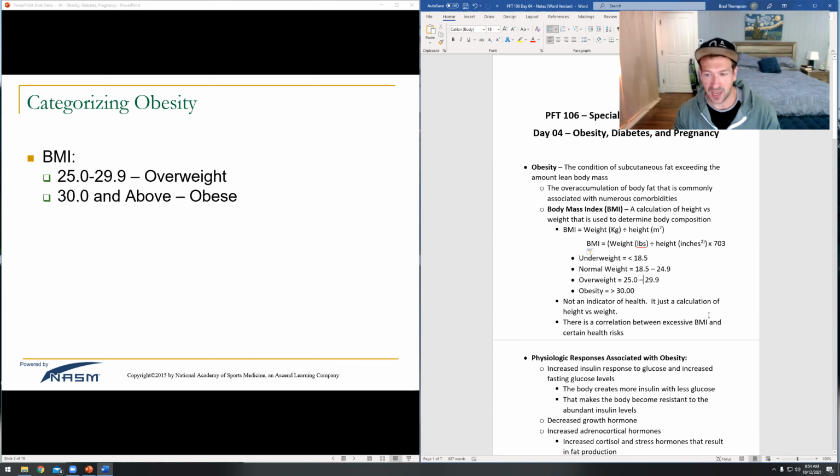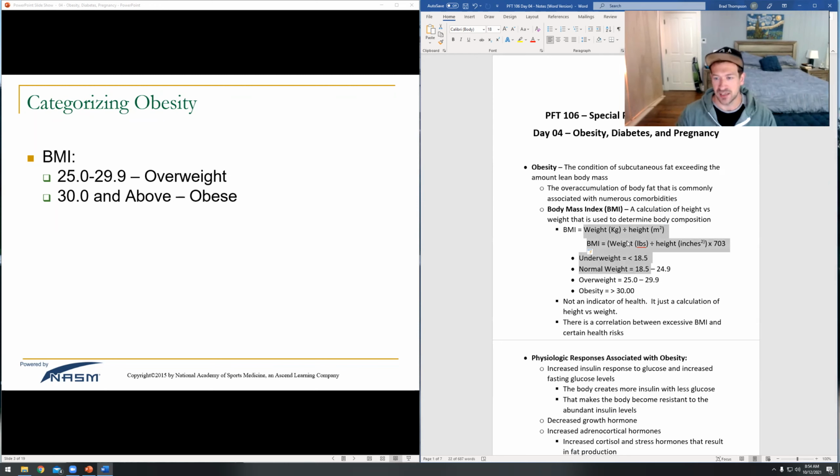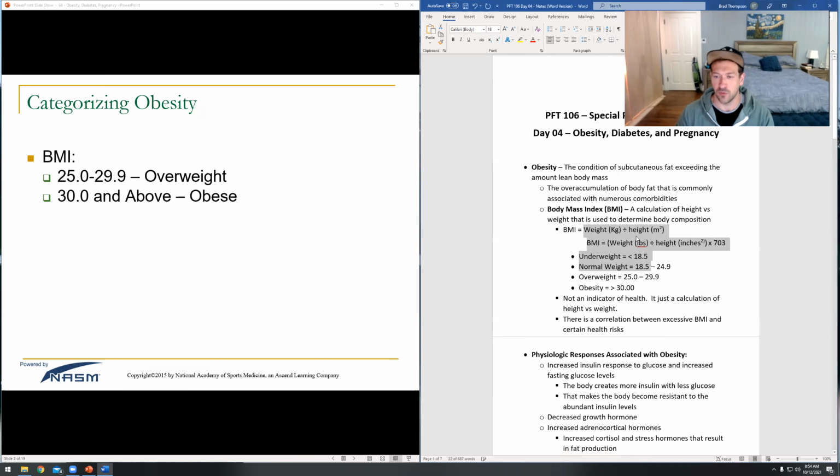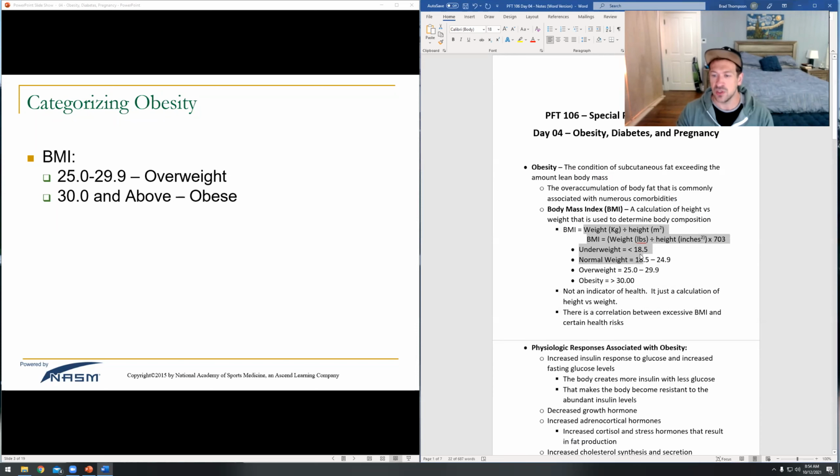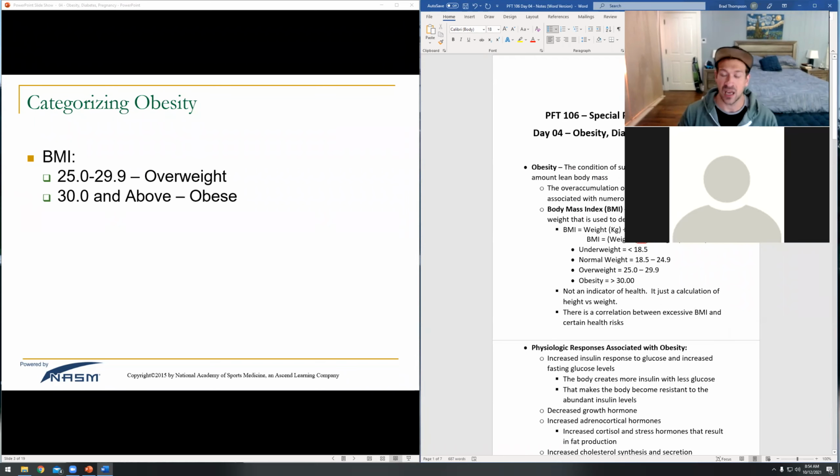Now here's the thing. Either of those formulas is fine. It's not about the formula. It is about what the formula represents and how it comes out in the end. If you run your BMI and it comes out anywhere below 18.5, that puts you in the underweight category. That's not healthy either.